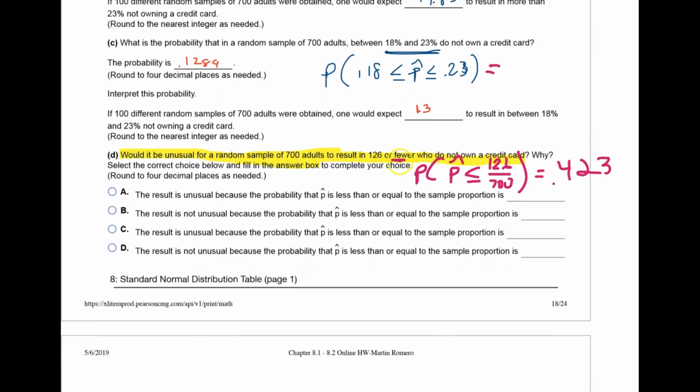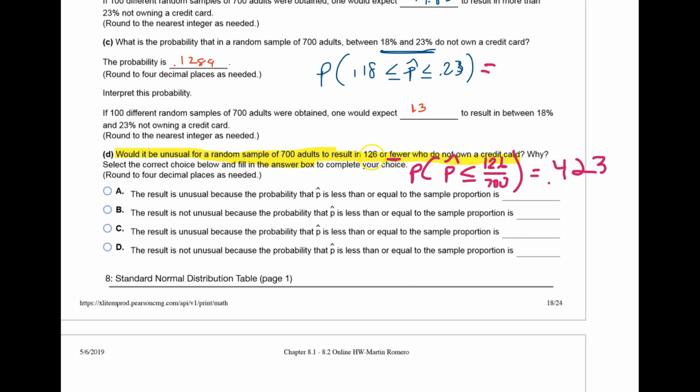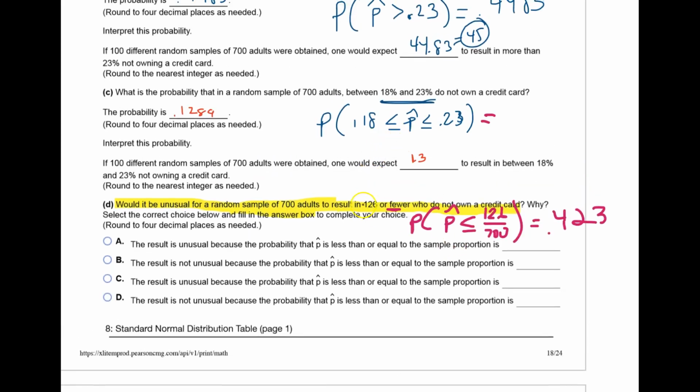Now, this last question is a little tricky. Would it be unusual for a random sample of 700 adults to result in 126 or fewer? Notice this is a whole number. It's not a proportion. We're dealing with proportions, so I have to convert 126. I have to find the probability that p hat is less than, not just 126, but 126 over 700.